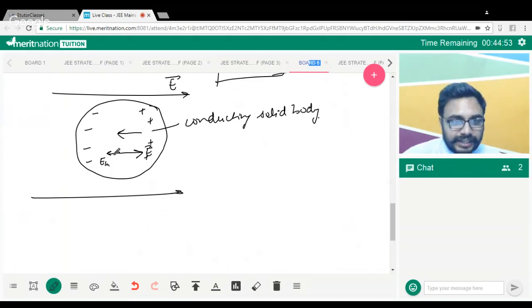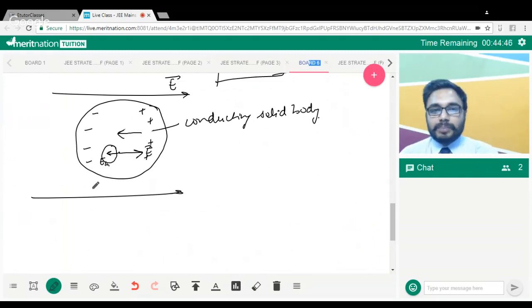So this electric field will keep on increasing as long as the electrons are moving inside this body. When this induced electric field becomes equal to the external electric field, the electrons will stop their motion and the net electric field will be equal to 0. So this is the reason why the electric field inside a conducting solid body is 0.